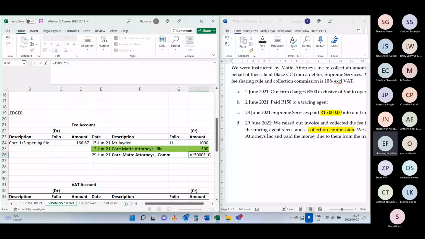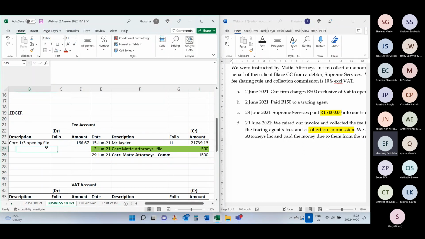On the fee account, we just show the fee. We do not include VAT. So if we are told that the amount is inclusive of VAT, then we are supposed to take out the VAT. Like in this case, we're giving an example. For Mr. Jaden, it was 25,000, including VAT. And remember, to take out the VAT, we multiply by 100 divided by 115, like that. So in this case, the fee is 1,500.